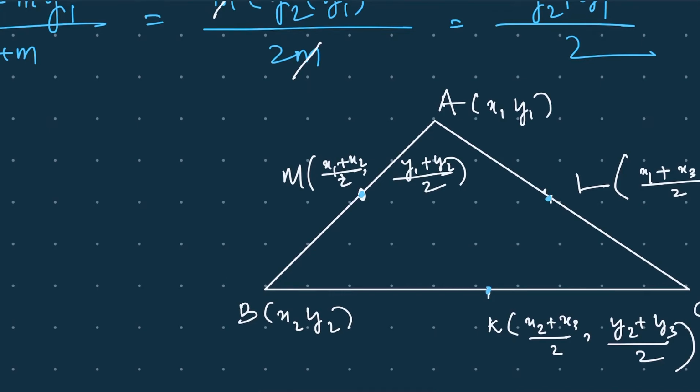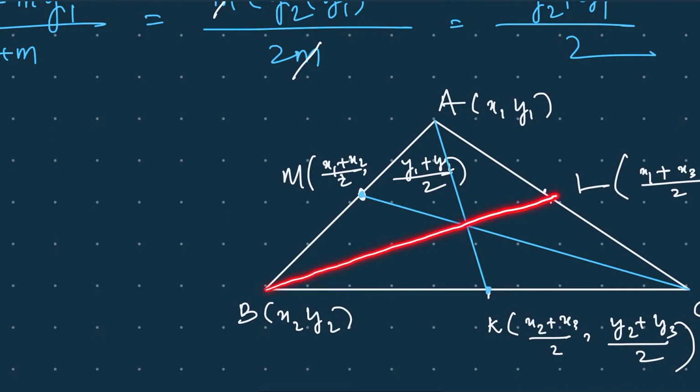Now these midpoints are joined to the opposite corners, like this. Now this point is called the centroid. These are called medians. The intersection point of medians is called the centroid. So this point is the centroid. Now we need to find the coordinate of the centroid.